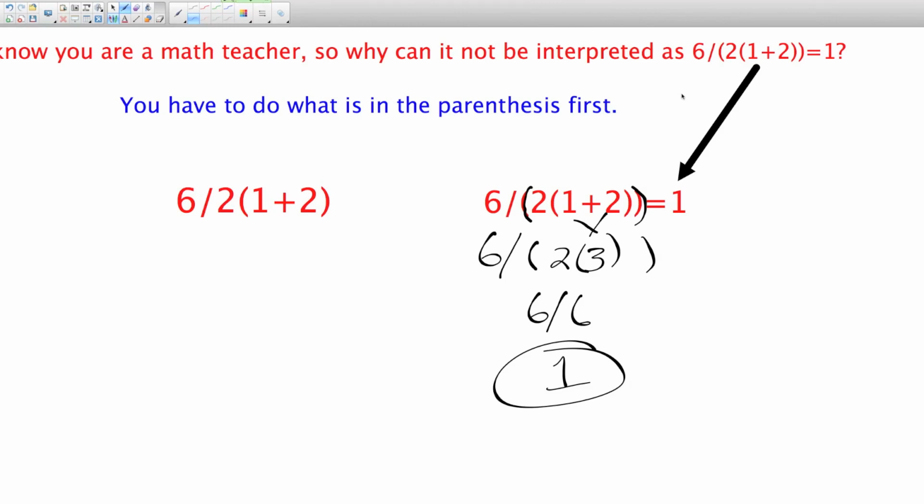Now, the reason that this problem cannot be interpreted as this is that that extra set of parentheses changes the order of operations, and it is not the original expression. By adding that set of parentheses here, you change the order of operations. If it's not given in the original expression, you cannot add a set of parentheses. That's not allowed.